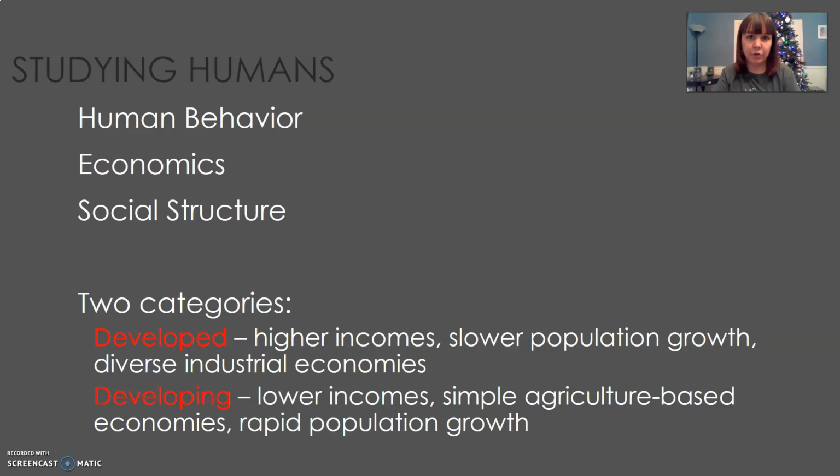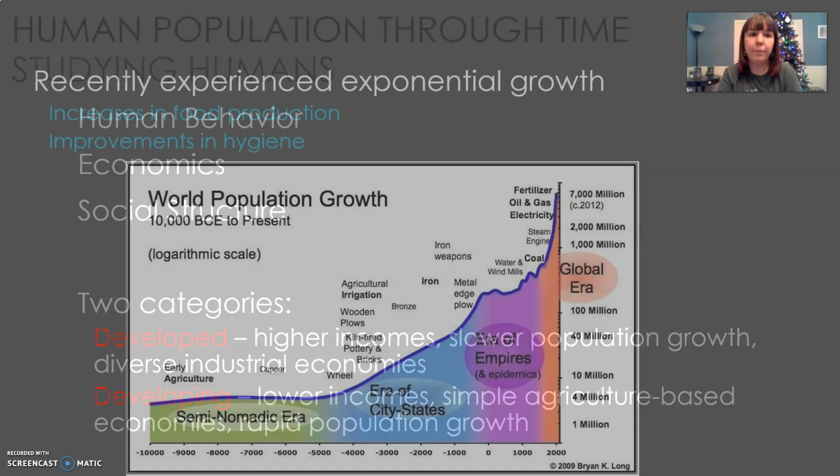And we end up putting our countries or our populations into two different categories. Our developed nations or our developed communities tend to have higher incomes, they have slower population growth, and they have diverse industrial economies, meaning that we create and use various types of goods, not just the basics to keep us alive, but more diverse things. Developing nations tend to have lower incomes per person. They tend to have very simple agriculture-based economies, just basically whatever they need to survive. And they tend to have rapid population growth.